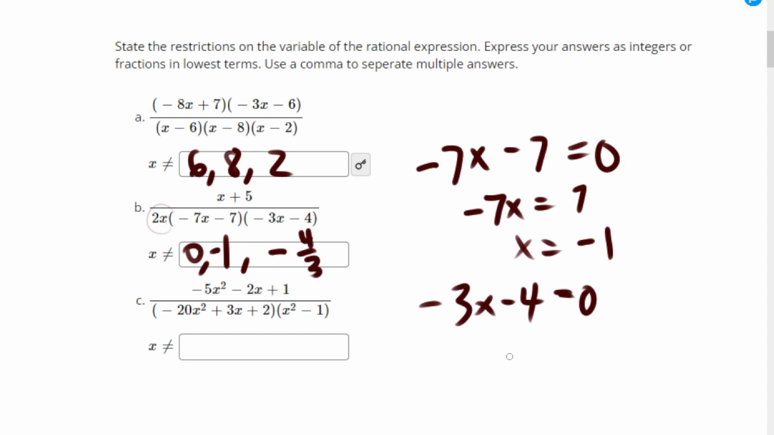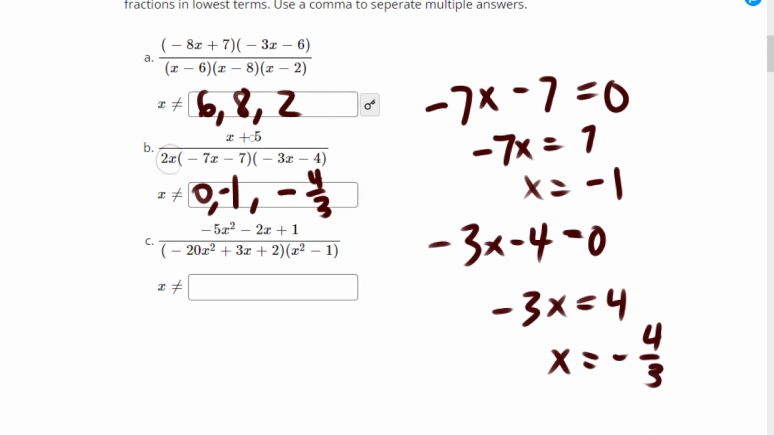Because what I did is I added 4 to both sides, so I got negative 3x equals positive 4. Divide both sides by negative 3, so we have x is equal to negative 4/3. We can't have either of those. Any of those don't work.